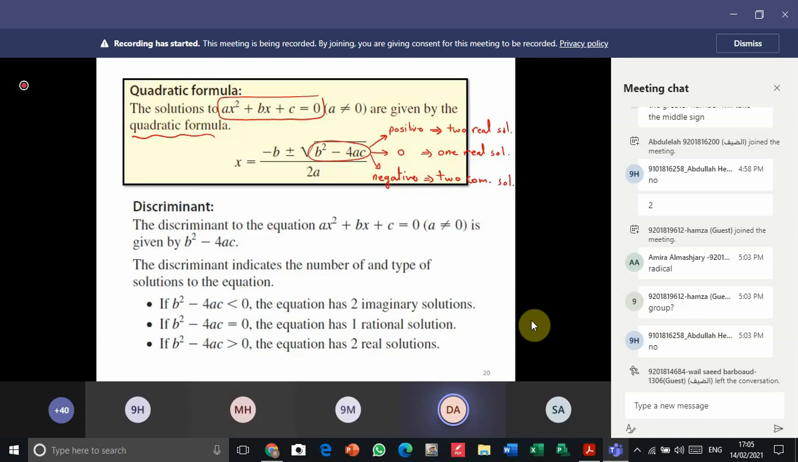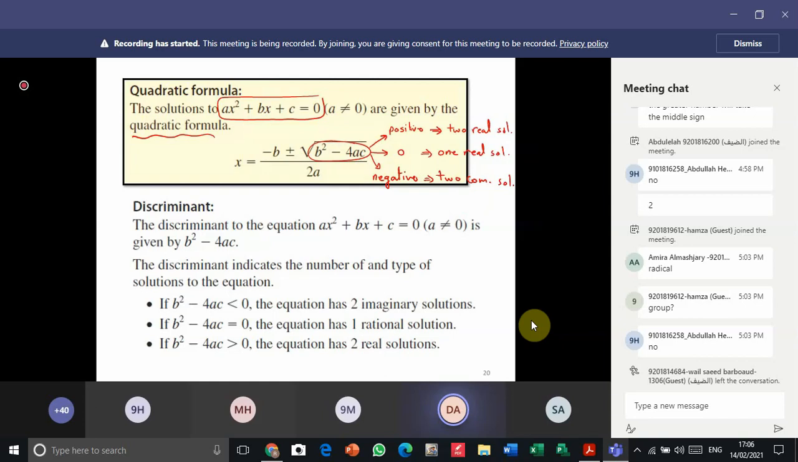Okay. So for the discriminant inside the radical, we have only three cases. The first case, positive, so we have two real solutions. Sometimes it equals 0, so we have one real solution. If the discriminant is negative, we have two complex solutions. Complex solution means a solution of the form a plus bi, where the i appears in the solution.